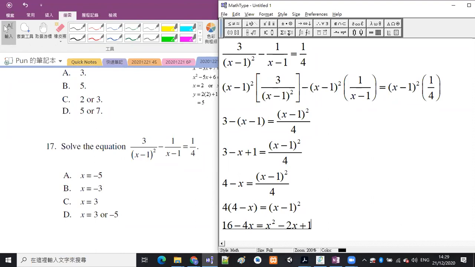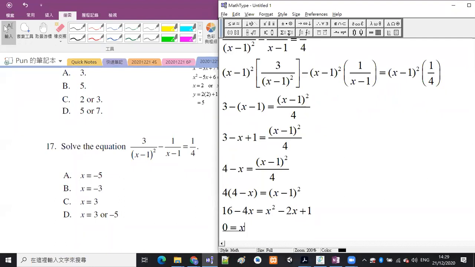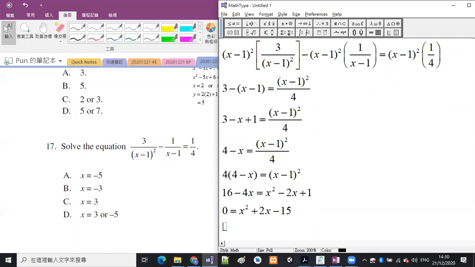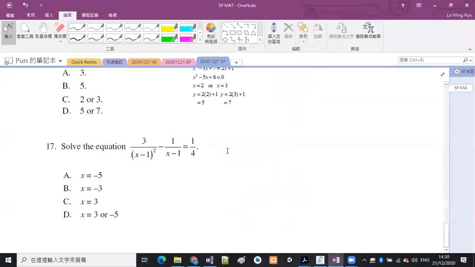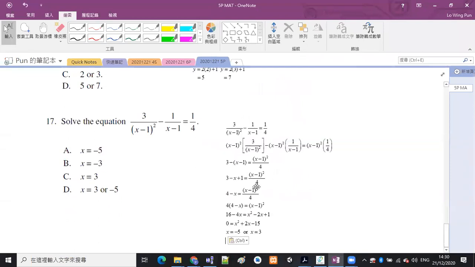And then move all the terms to the side where x squared is positive. So that is to the right. So x squared minus 2x plus 4x becomes plus 2x. Plus 1 minus 16 becomes minus 15. And you'll get a simple quadratic equation again. So you need to use the program 1 or formula 1 to find that x should be equal to -5 or x should be equal to 3. So the answer is option D. It's okay.